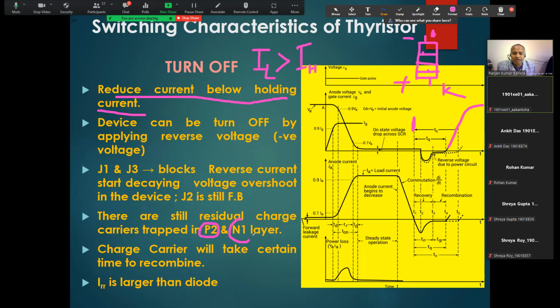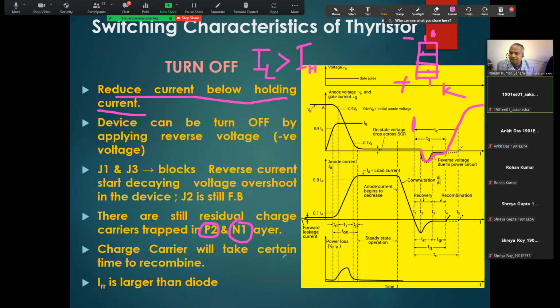region and N1 layer, and they require some time to recombine, and this is what we studied also in our diode circuit as the reverse recovery characteristics. So they require some time to recombine again, and you can show that there is a charging time and there is also turn off time and total commutation time, and this is called the recovery time or recombination time.